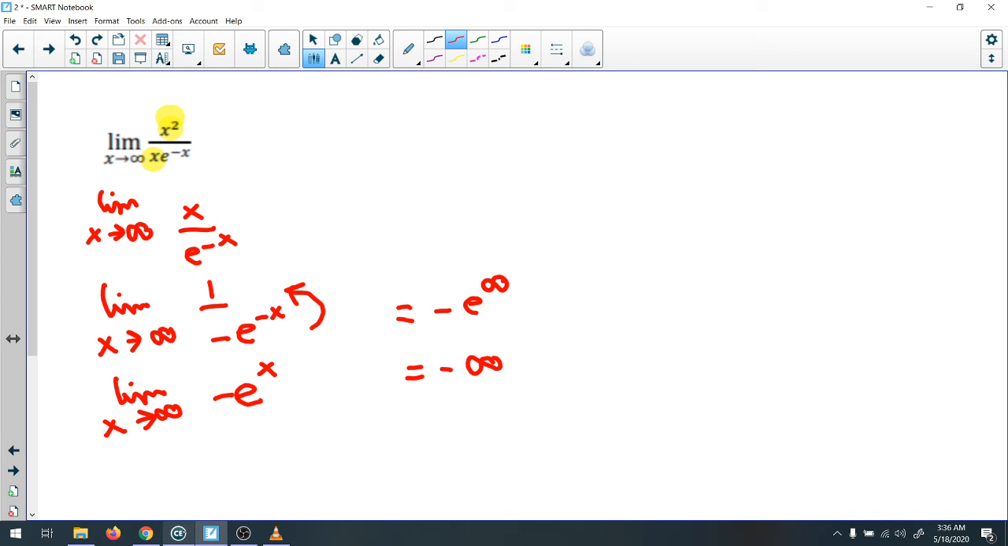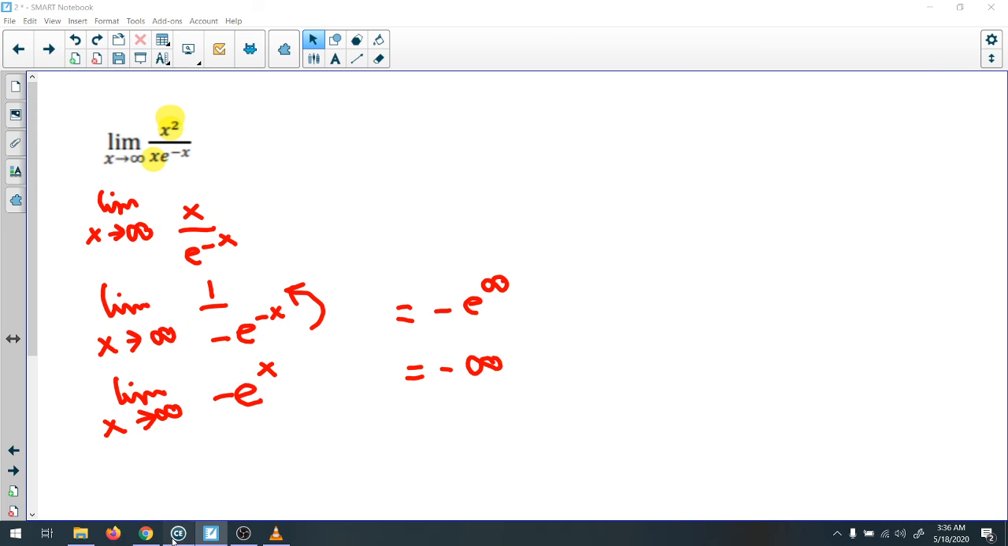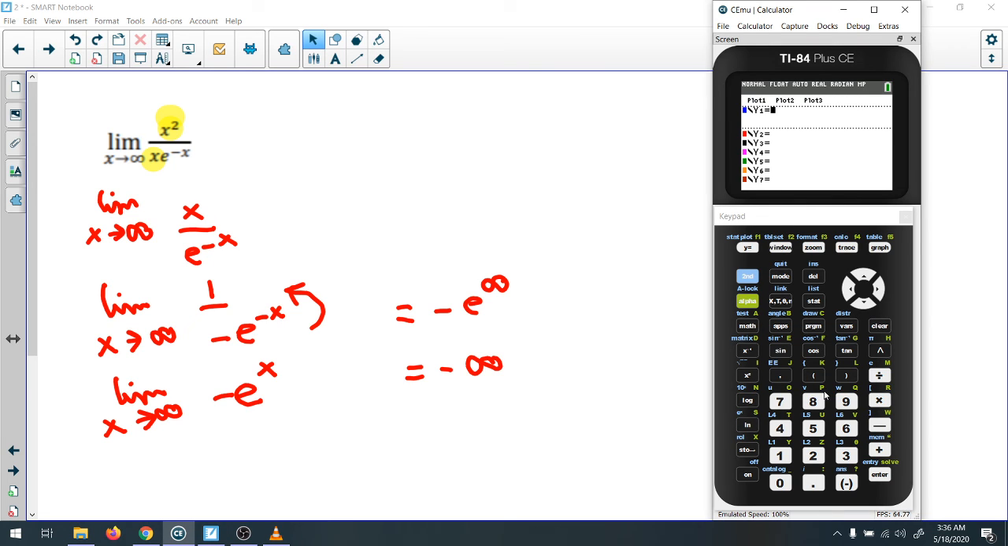And we could investigate that using a calculator. Let's do that here. So we graph the function that we will find the limit of. So we need to graph it. It will be negative e exponent x, and graph.